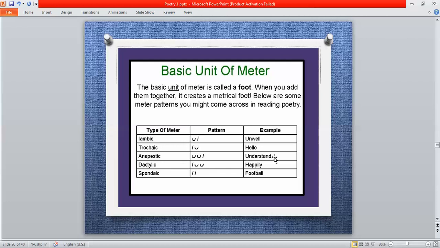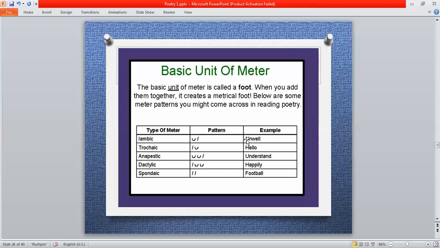Understand is a verb, and according to the rules of stress, a long verb takes the stress on its final syllable. So only the final syllable is stressed, while under is unstressed. Hello. The first part of the word is stressed, while the final O is unstressed. This is called the trochee.